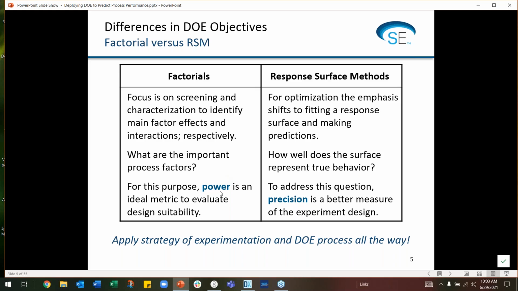So for factorial designs, we have a statistic called power, and that's the ideal metric to evaluate design suitability. But with response surface designs, power doesn't answer the right question. Power is the ability of a design to detect an effect. We want to answer how well can this design make good predictions. And to answer this question, precision is a better measure of the goodness of the experiment design.